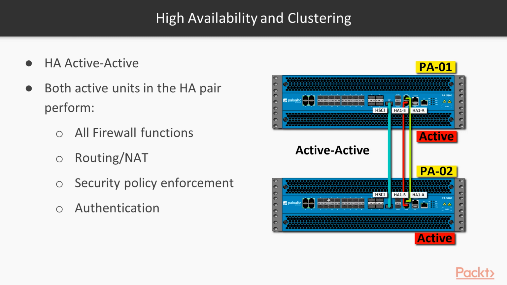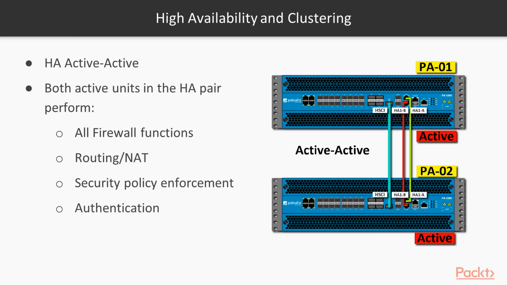If you have one in active passive mode, then those firewalls will be just sitting around doing nothing until something happens and it needs to take over. In ActiveActive, both of them actually forward traffic. Both of them are actually operating. In case one goes down, the other one can still forward the traffic. We're going to be doing routing, NAT, so address translation, the policies, authentication, basically everything that the Palo Alto does will be active on both units.